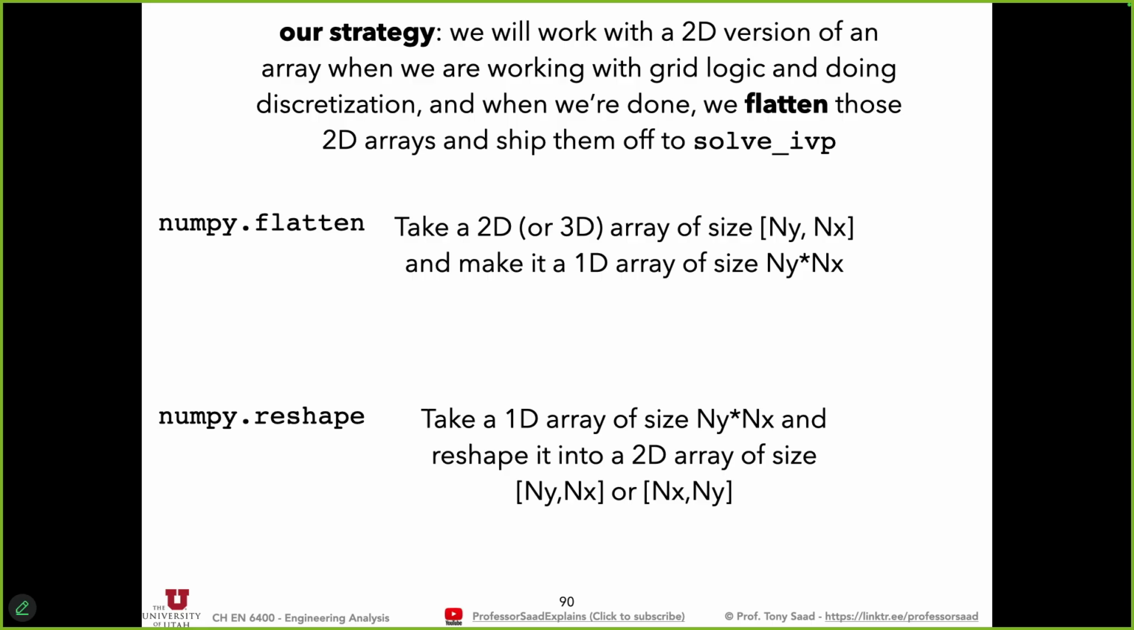Now once we have a 1D array of size ny times nx, we can reshape it into a 2D array of size ny by nx or nx by ny. In our case, we're going to choose ny by nx. We're going to take that flat array and reshape it into ny and nx because that's our storage convention. We store in y first and then in x. So we're going to need these two, flatten and reshape, and once we do the coding, you'll get to see what we're doing.